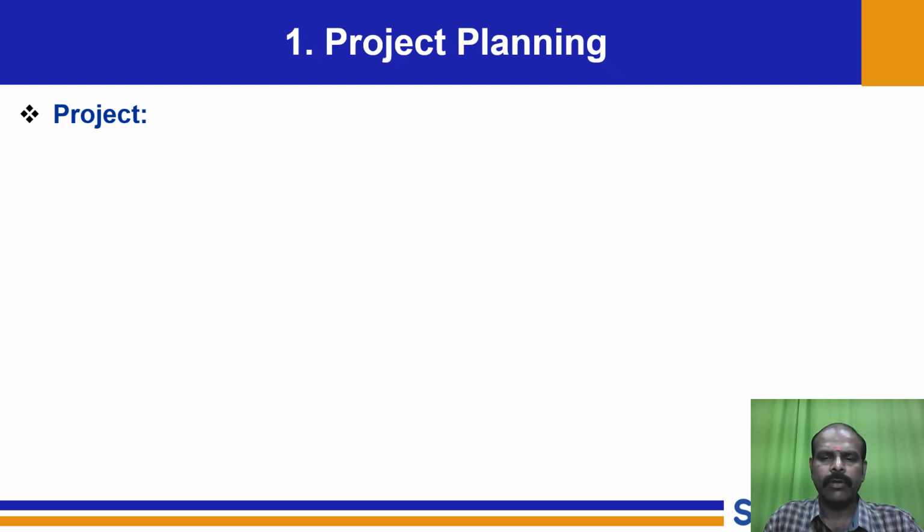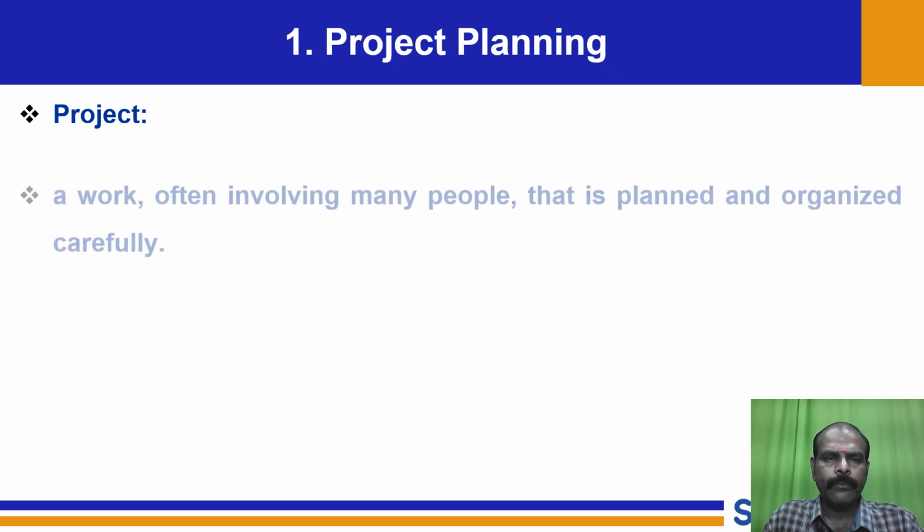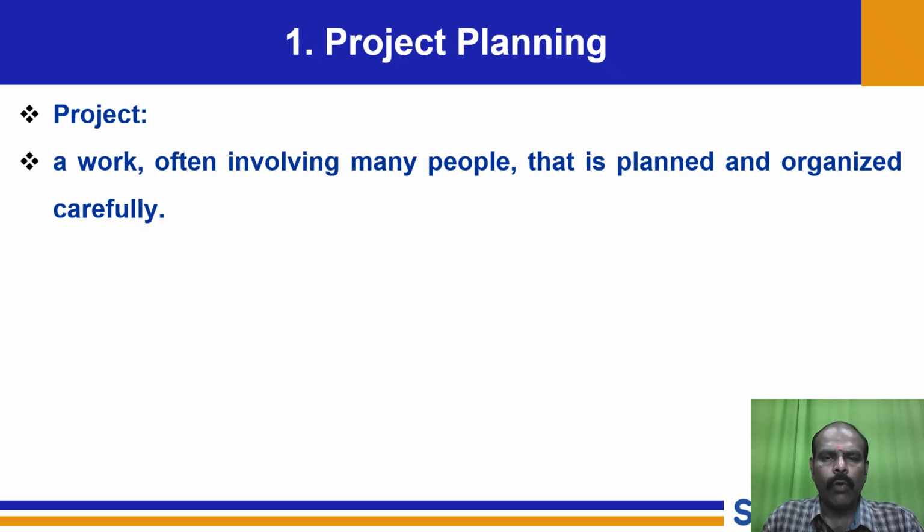Now we'll see the technical details, in order to overcome the logical fallacy. A work often involving many people that is planned and organized carefully. This is the dictionary meaning of project. So it is a work where multiple people come together. Why do we say multiple people? It means different types of tasks will be there, so different types of people will be there. Usually it will be a multifunctional or cross functional team. So proper planning and organization is essential in order to accomplish the task properly.